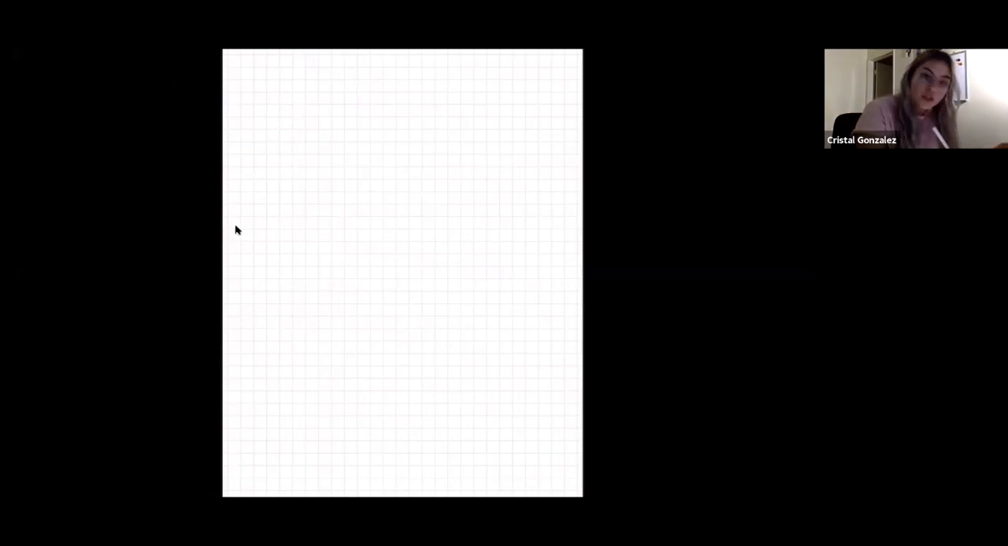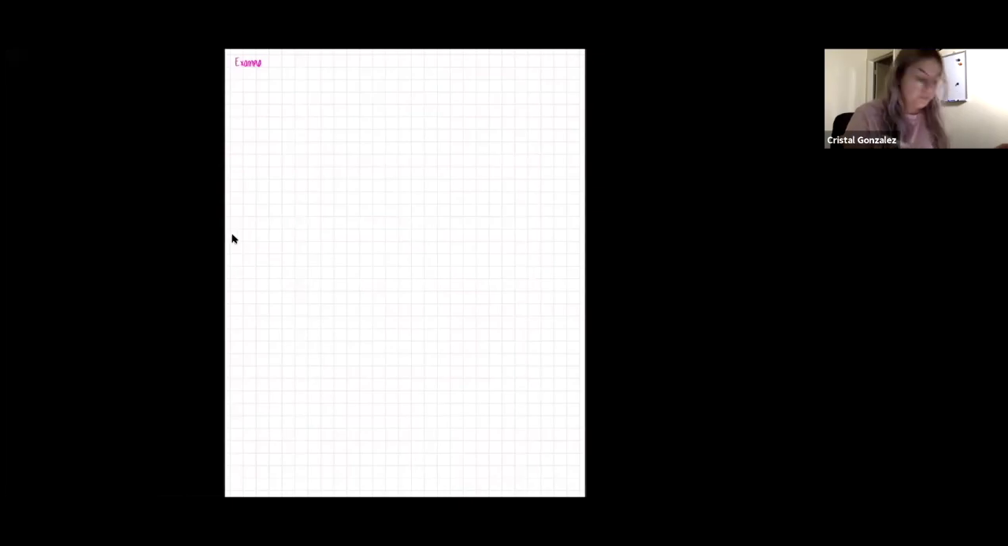Let me make sure this is showing up. Cool. Let's do an example. So I want you to sketch f of x is equal to x to the 4th minus 4x. Okay, so I'm going to sketch this using the tools I just gave you.